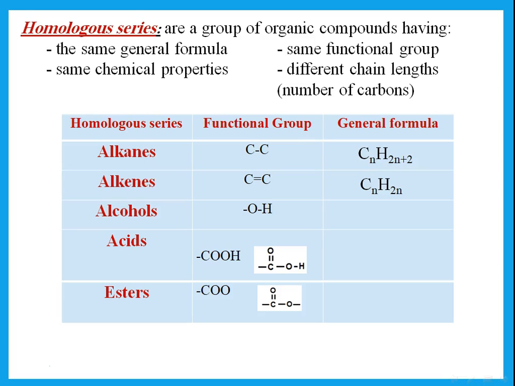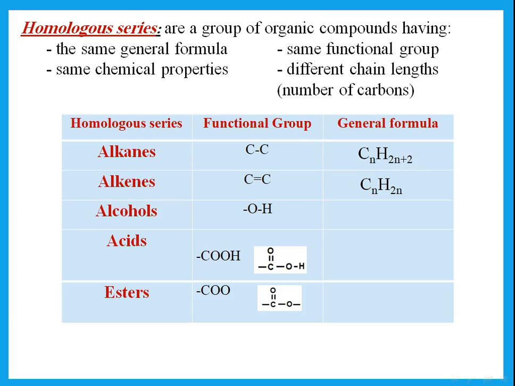An alcohol will have somewhere in the molecule an OH. Only an OH. The rest of it will be carbons and hydrogens. Now, if it has OH and C=O, then it is an acid. Can you see the difference? If it has a C=O and then an O but not attached to an H, that's an ester. Okay, so all the members of the same homologous series have the same general formula, same functional group.